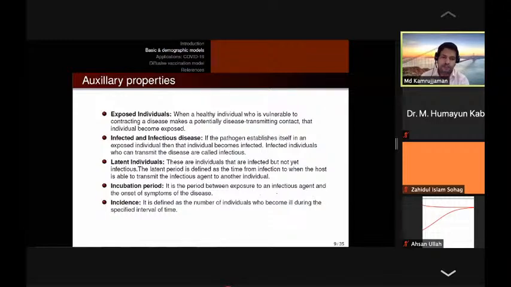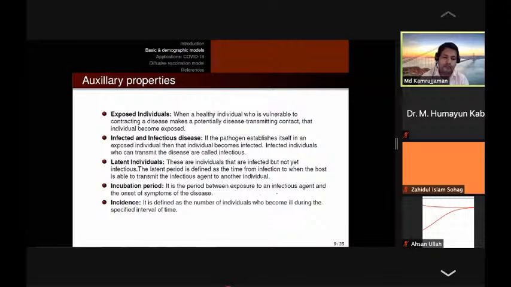So basically, we define the I as infectious. Latent individuals, we define latent individuals. These are individuals that are infected but not yet infectious. The latent period is defined as the time from infection to when the host is able to transmit the infectious agent to another individual. That means it will consider according to the incubation period. So the incubation period depends and varies from disease to disease.